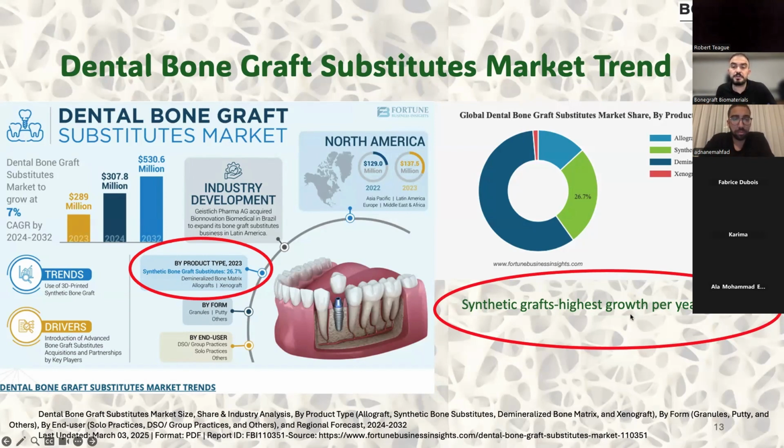And more interesting, the annual increase rate of the usage of synthetic grafts is significantly higher than the rest of xenograft and allograft usage, which is 10.6% every year. Synthetic graft substitutes are being used more and more. So these numbers also prove the scientific facts, and the translation to synthetic graft usage instead of the alternatives is continuously occurring in the field of dentistry.